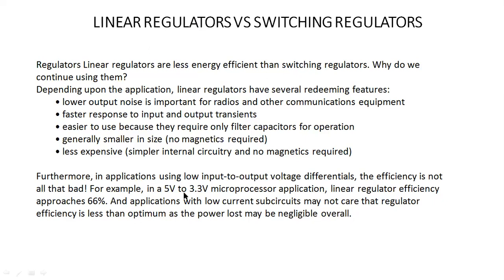For example, in a 5 volt to 3.3 volt microprocessor application, linear regulator efficiency approaches 66%. Applications with low current subcircuits may not care that regulator efficiency is low, as the power loss may be negligible overall.